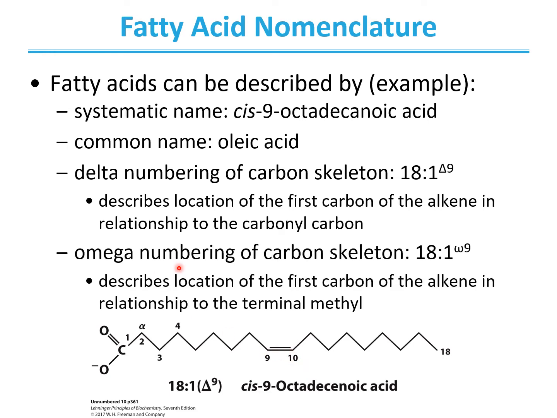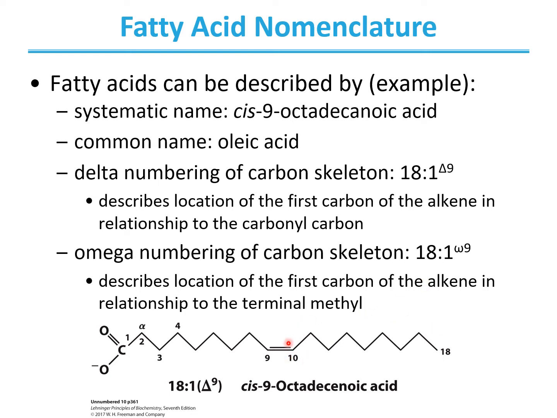But there is another way of numbering, especially for long fatty acids, and this is called the omega numbering. You would have heard about omega-3 and omega-6 fatty acids, for example. This one is an omega-9, because we start numbering the carbons from the other end, the methyl end of the fatty acid. So this is carbon 1, omega-1, and this would be carbon number 9 of this fatty acid.